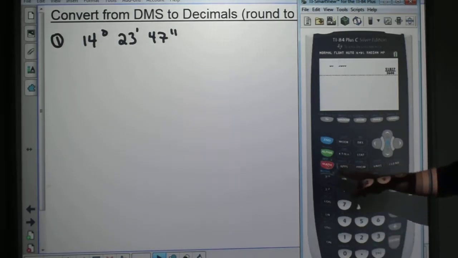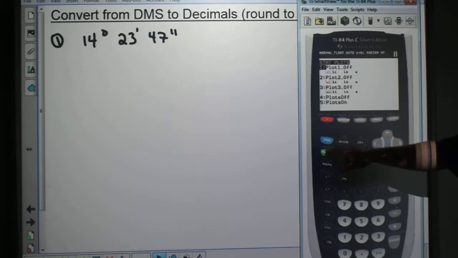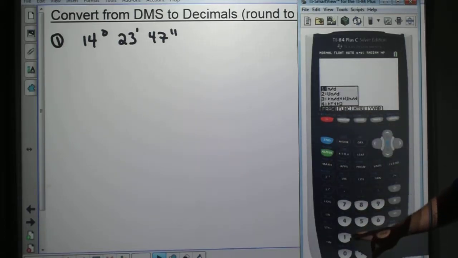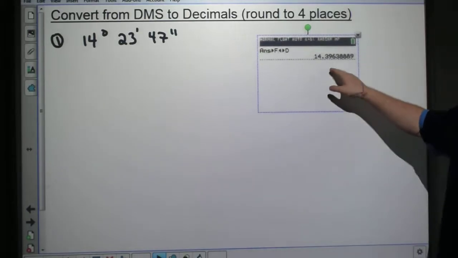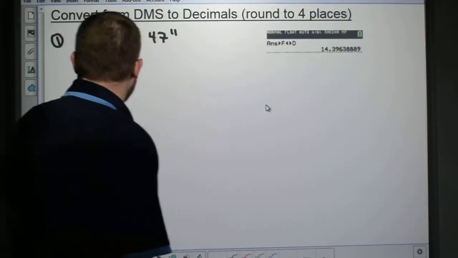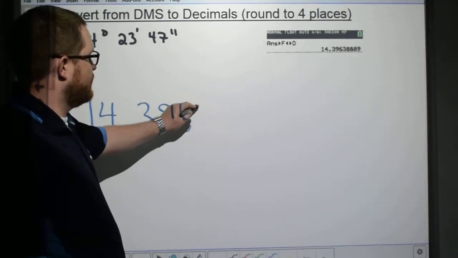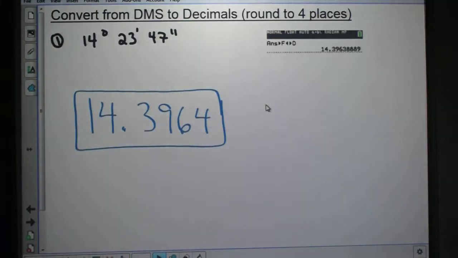So, let's go math. Let's go back to alpha y equals. Alpha y equals. And let's change from fractions to degrees. And there it gives me an answer. So, we knew it was going to be 14 degrees anyway, so it's 14.3964 to the nearest 4 decimals. So, degrees and decimals to degrees, minutes, seconds. Degrees, minutes, seconds, back to degrees and decimals.